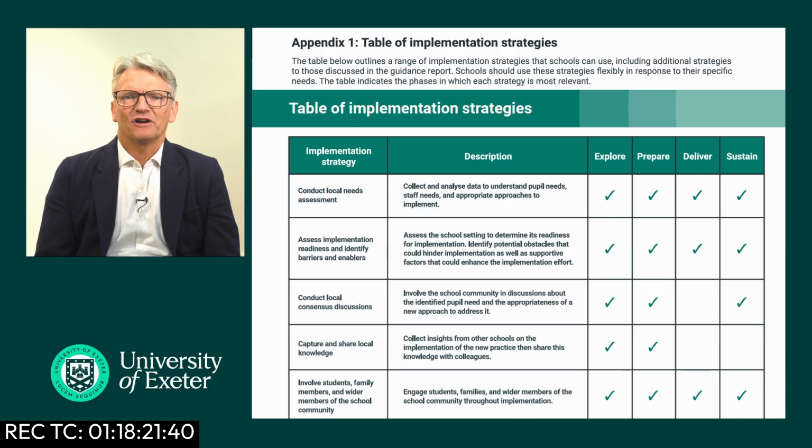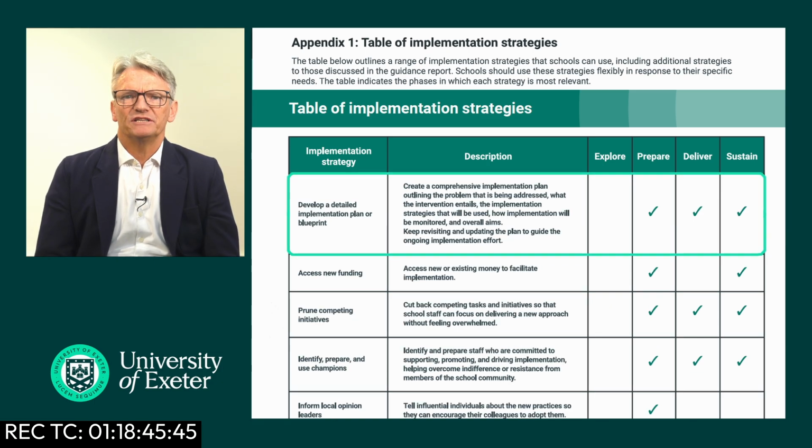In the EEF Guidance Report, Appendix 1, there are 33 strategies listed. Some examples of strategies are: conduct local needs assessment. This involves the collection and analysis of data to help understand the needs of staff and others in the school community, what may be wrong with current practice, and to begin to consider what would be an appropriate approach to use. Another strategy is develop a detailed implementation plan.